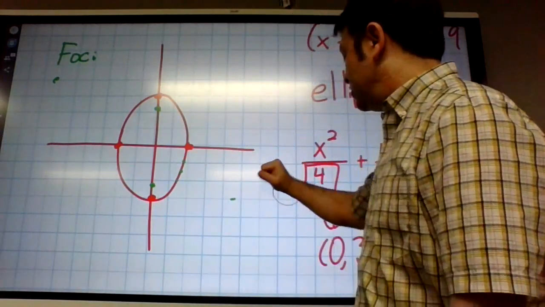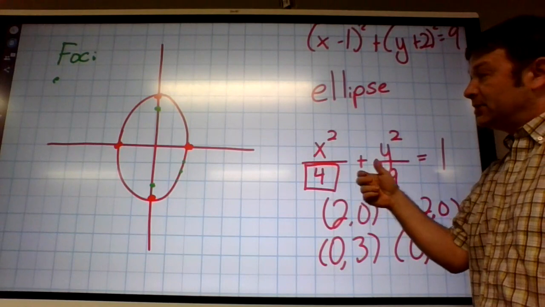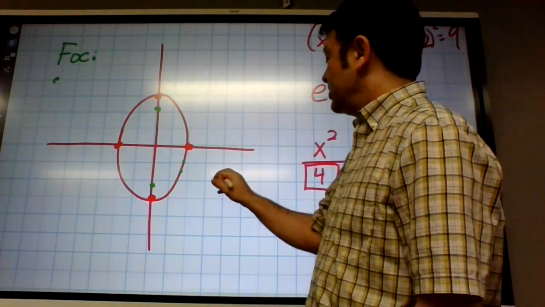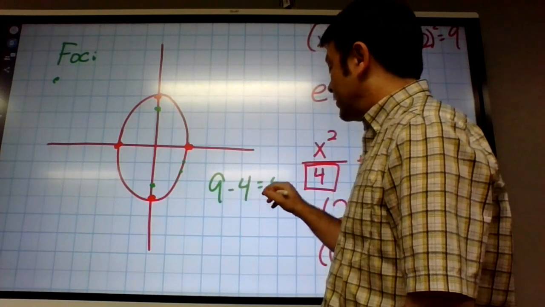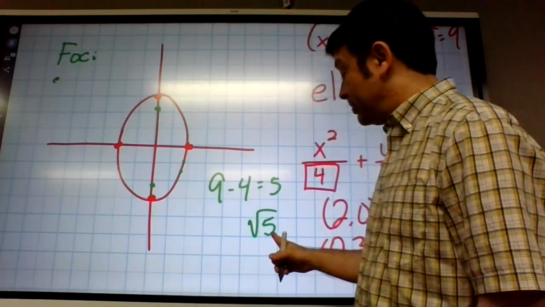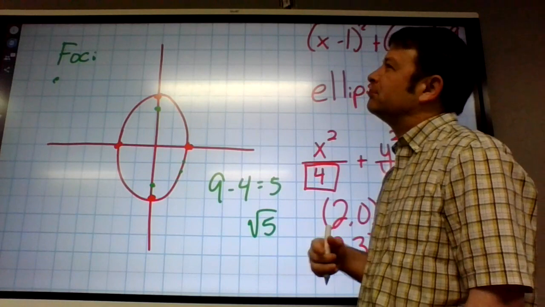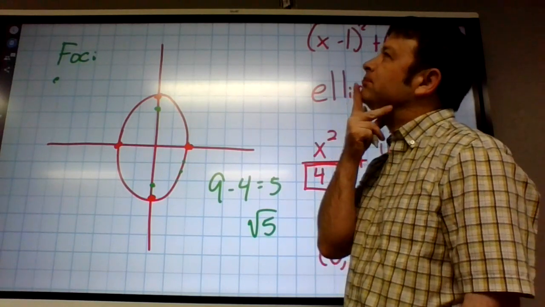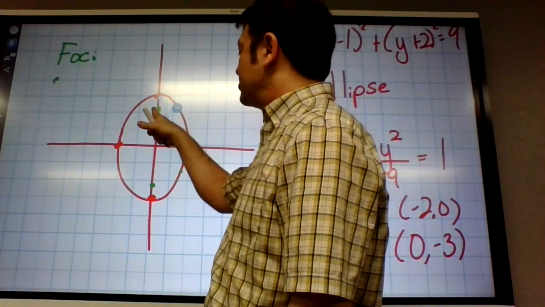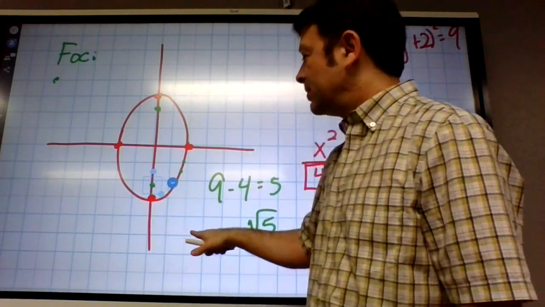Okay, so all you do is subtract these two and take the square root of it. So just do the bigger one minus the smaller one. So you just did 9 minus 4 is 5, and it's the square root of 5. So the square root of 5 is not a pretty number. It's about 2.2 anyway. And that goes on the major axis. So about where 2.2 is, negative 2.2, that would be the foci.